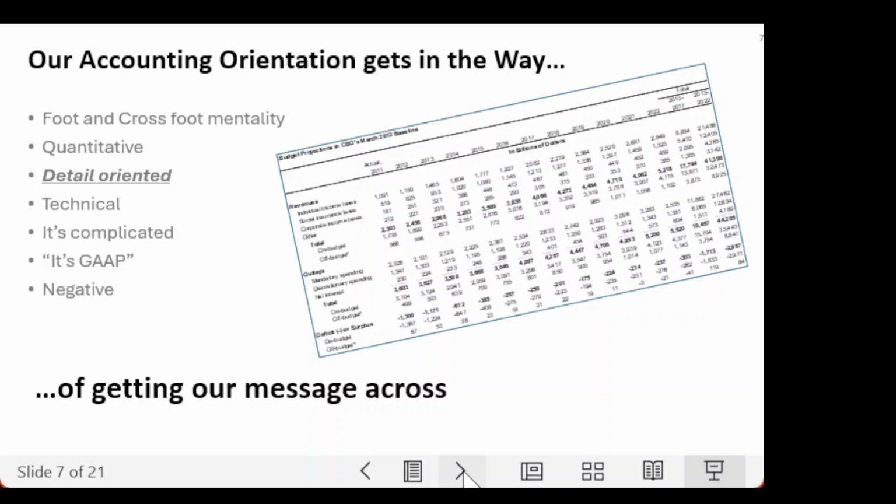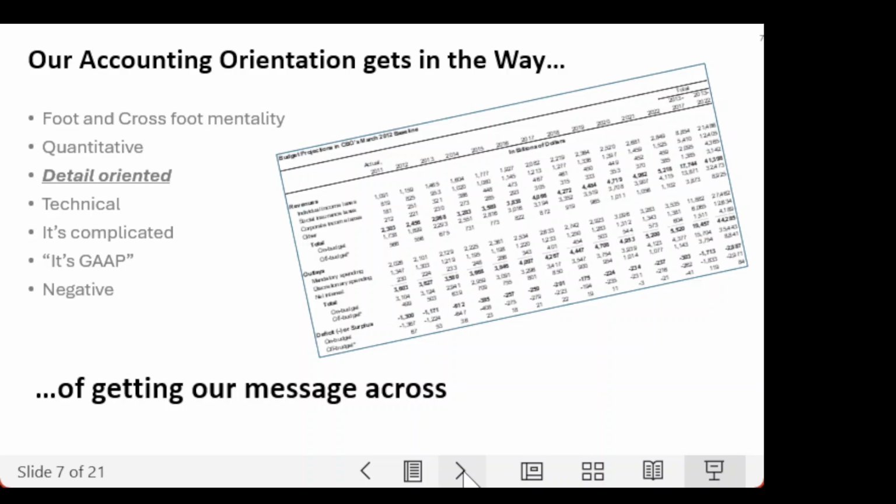So we're trained to foot and cross foot. We're trained to be precise, to reconcile things to the dollar or the penny. Very quantitative orientation, less qualitative, less communication. We're very detail oriented. So we dive into the numbers as opposed to rising above them a bit and looking at the overall context, the big picture.